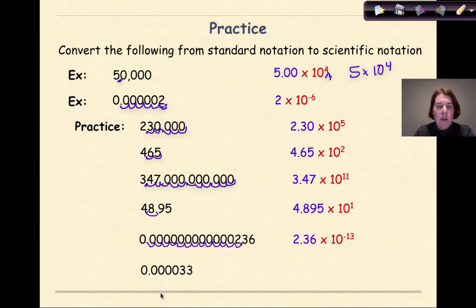Let's look at our next example. We have 0.000033. Again, we find our significant figures. I'm going to put a decimal point right in between, and I want to count to get back to my original decimal point.